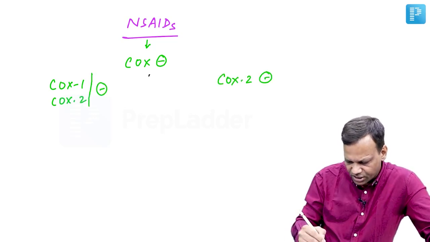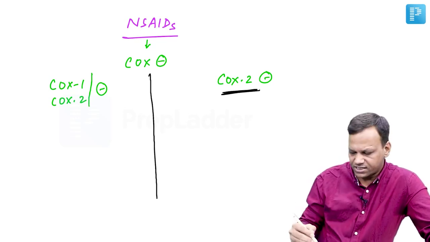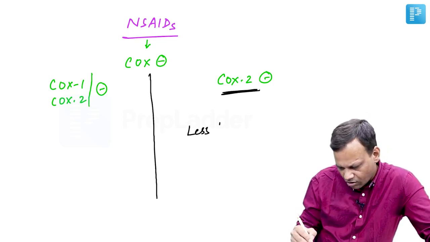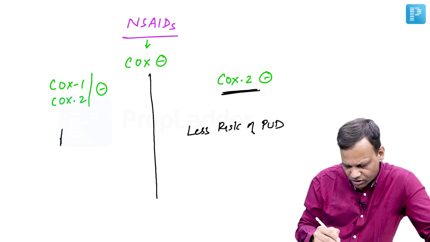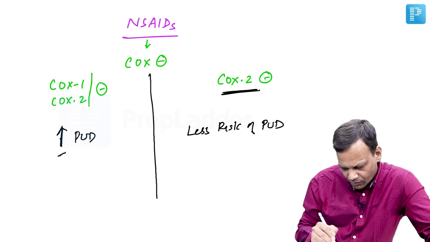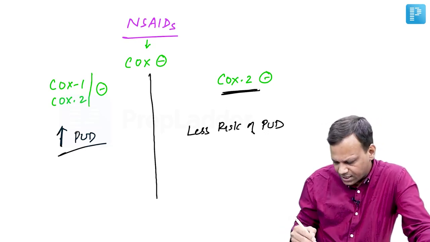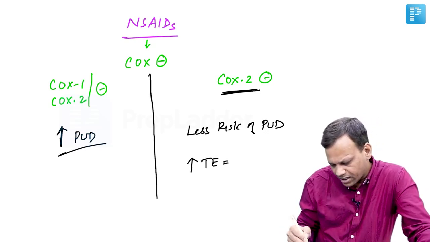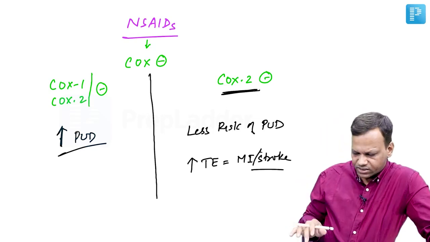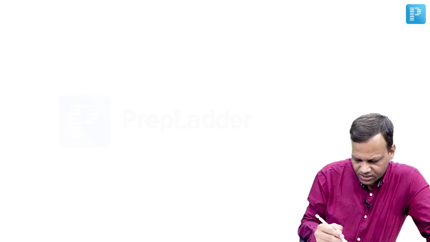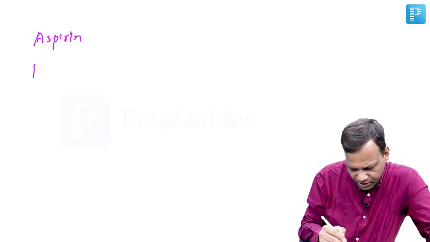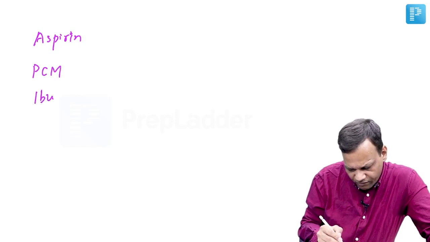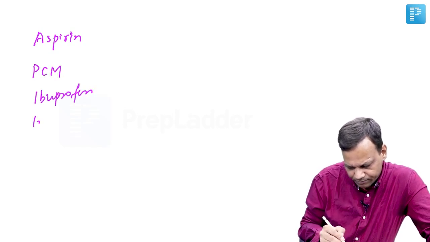The basic difference between the two groups is that a non-selective COX inhibitor is relatively safe, or we can say has less risk of causing peptic ulcer disease, whereas selective COX-2 inhibitors have a high chance of... sorry, the non-selective ones have high chances of causing peptic ulcer disease, but selective COX-2 inhibitors increase the risk of thromboembolism like myocardial infarction or stroke. Now the drugs which are non-selective COX inhibitors first. The main drug you need to remember is aspirin. Apart from aspirin, you need to know a little bit about paracetamol, ibuprofen, and indomethacin.